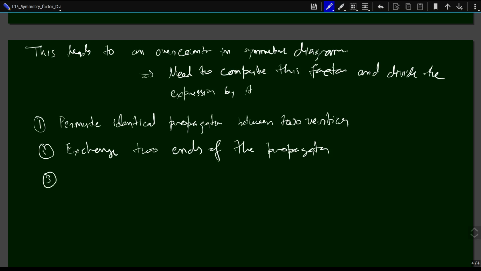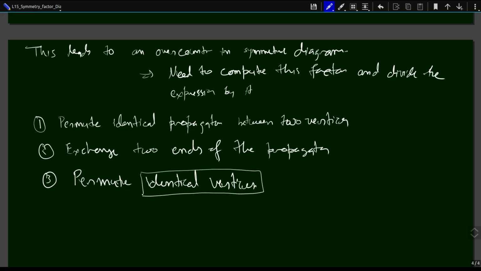And there is a third rule: permute identical vertices. What do you mean by identical vertices? Identical vertices in the sense that they have exactly identical connections. An example is here. This is your x1, this is your x2, and here is a vertex, and this is connected to this vertex, and this is connected to this vertex.